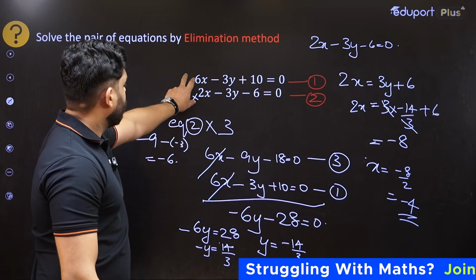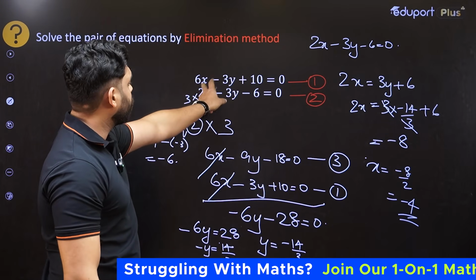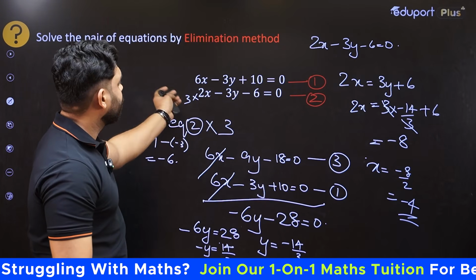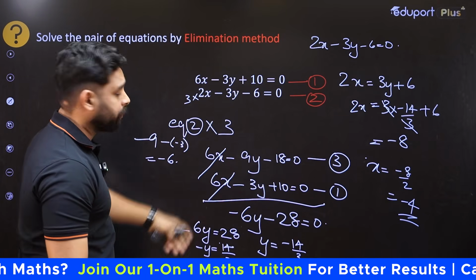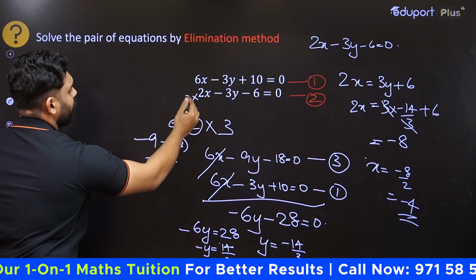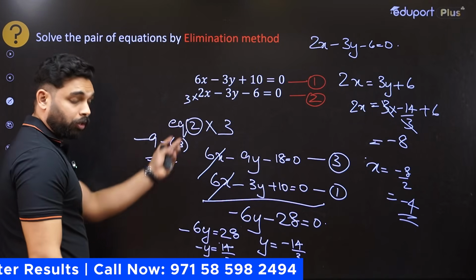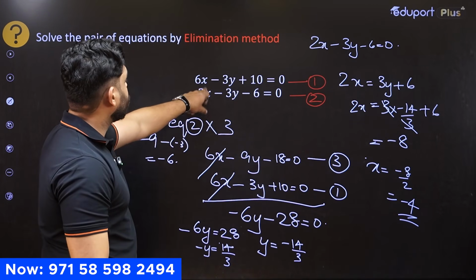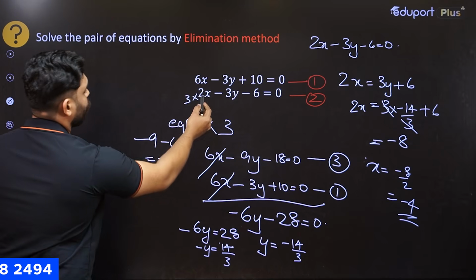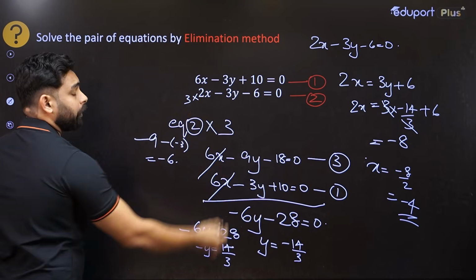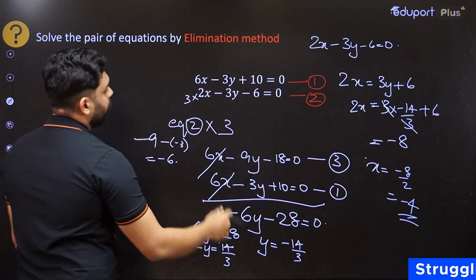So in case of elimination method, you have to first make the variables, any one variable, either x variable or y variable, equal, then subtract it from the equation. You can make the variable equal by multiplying by a term which makes the variable the same. In case of 2x, if you multiply it with 3, it will become 6. Okay.